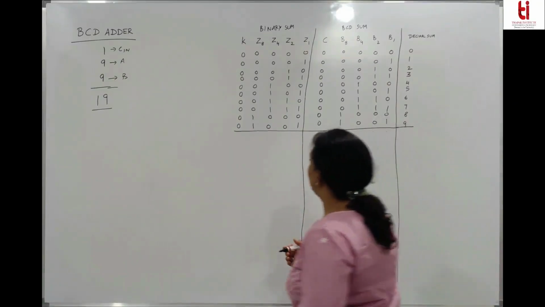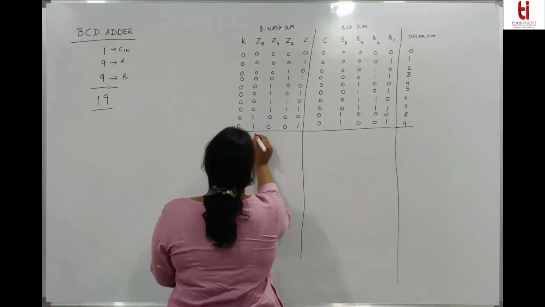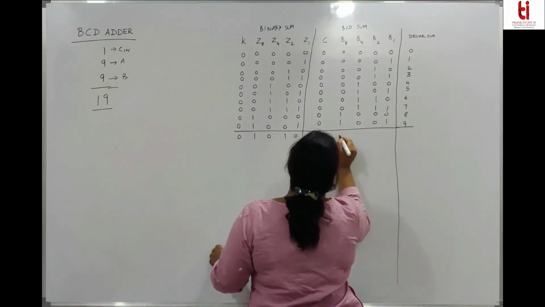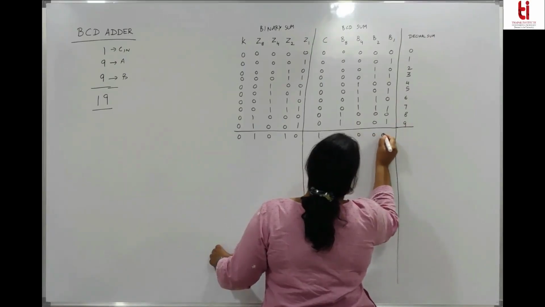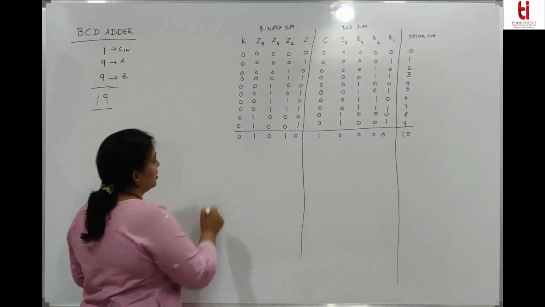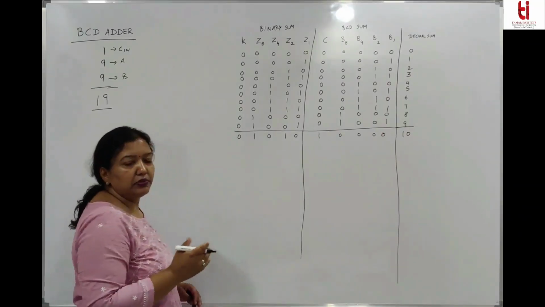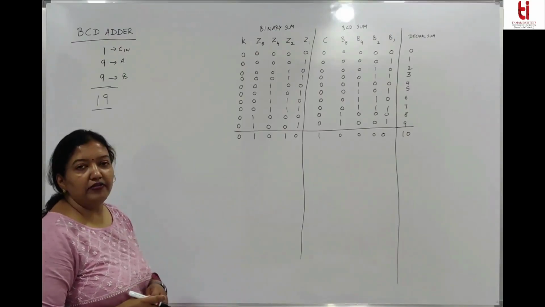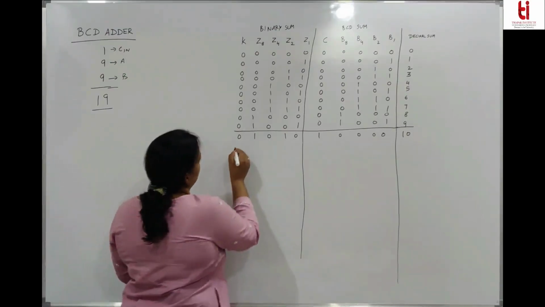Now for 10, the binary sum is represented by this, and the BCD sum is represented by this. Fine, you already know this. When it is 10, the 1 is represented by 4 bits. Since it is this, we are having 5 bits only. How to go about that?